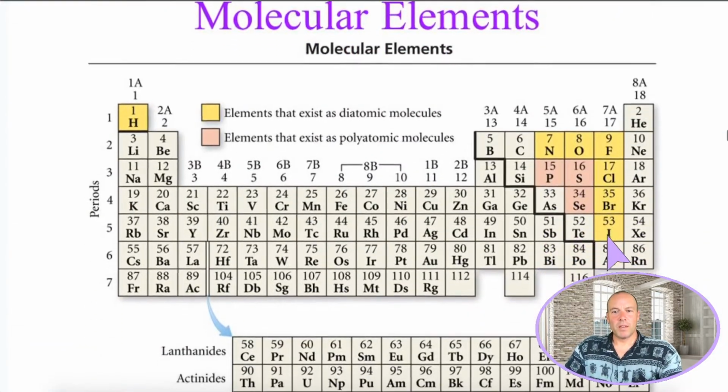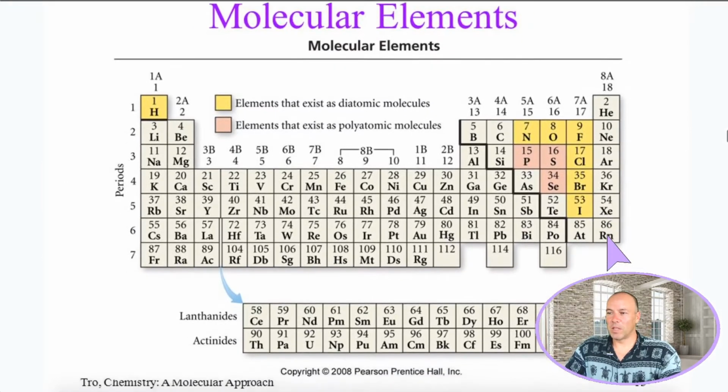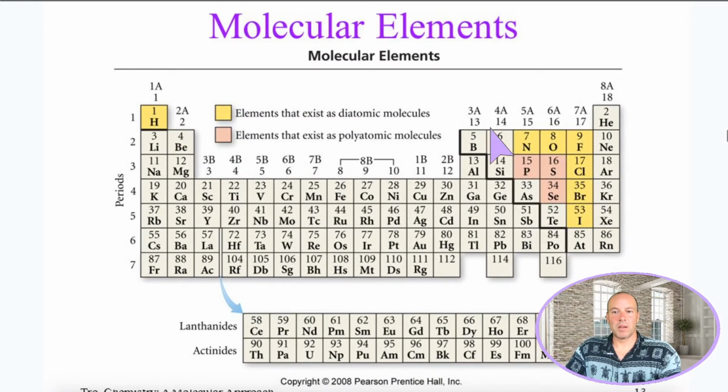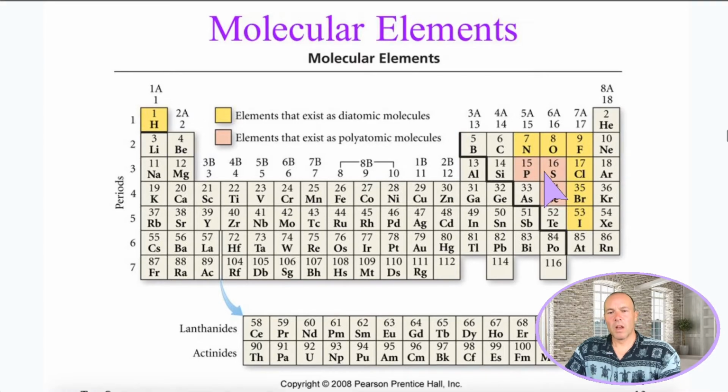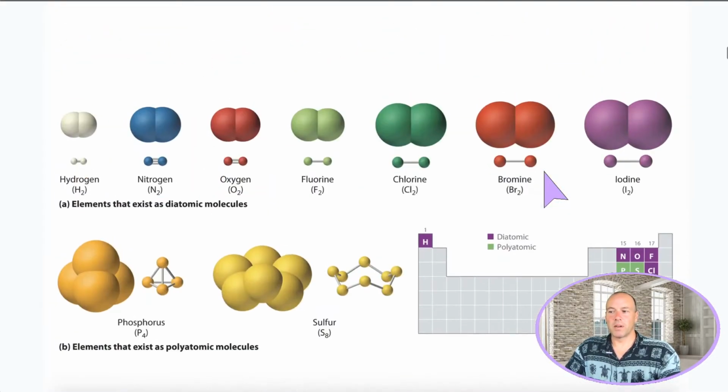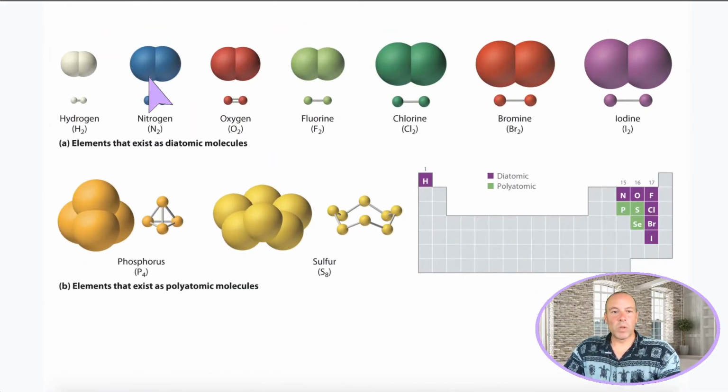This table right here tells us which elements come as molecules. So which ones are the molecular elements? They are highlighted in yellow and orange. I'll remind you what the molecular elements are. We discussed these in a previous video.